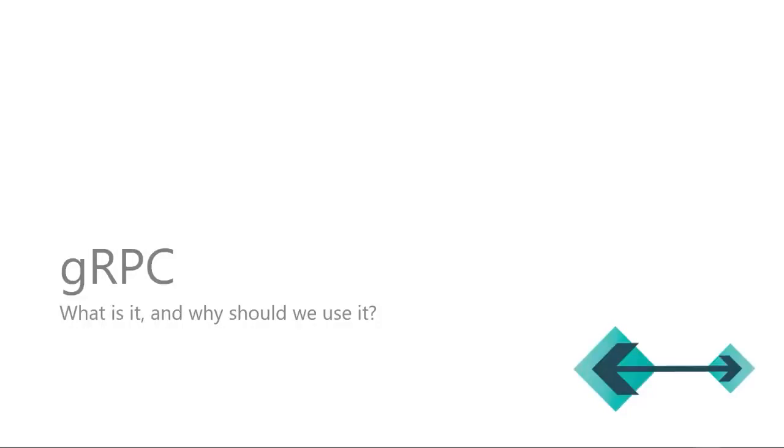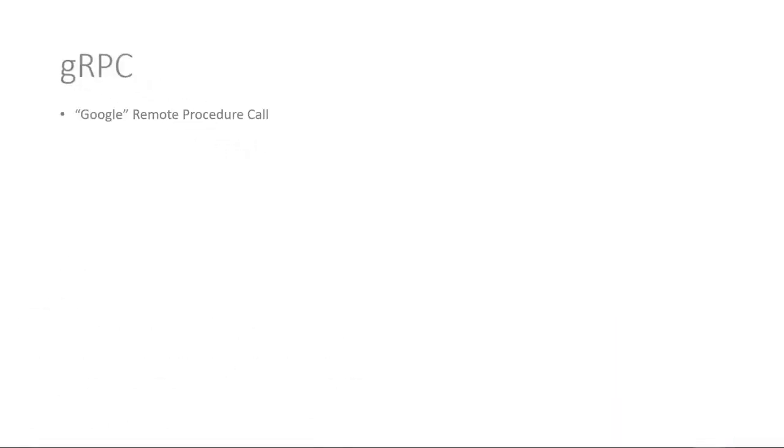But before we move on to that, as it says on the screen, let's discuss what it is and why we should use it, or why would you use it. So first of all, it stands for Google Remote Procedure Call. So obviously created by Google, but it's now again in the public domain, in the same way that Kubernetes is as well. It uses the HTTP2 protocol to transport binary messages, and that's quite important. It's binary messaging. It's designed to be very lightweight and highly performant.